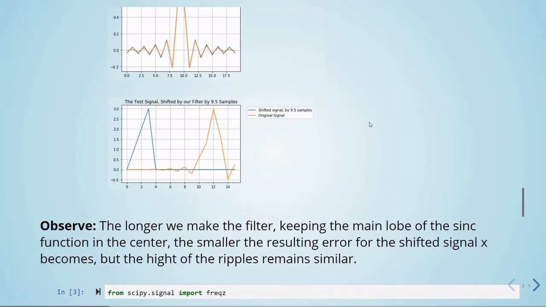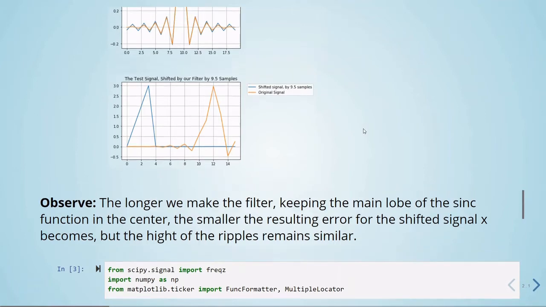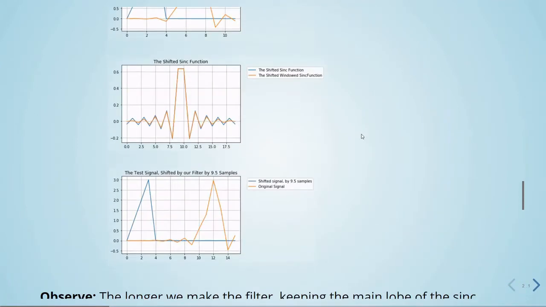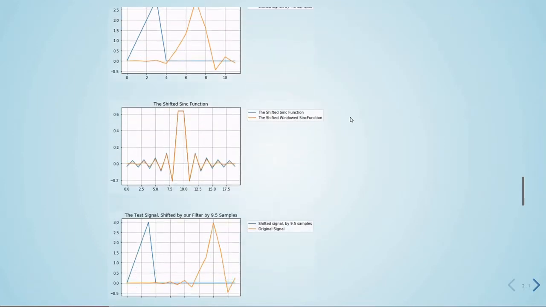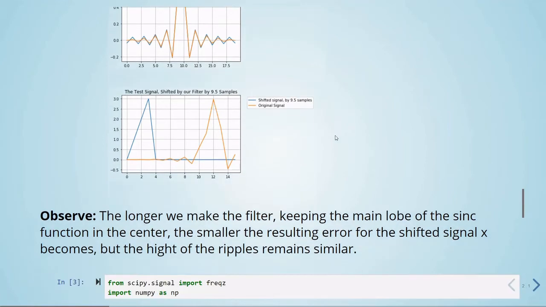So the longer we make the filter, keeping the main lobe of the sinc function in the center, the smaller the resulting error for the shifted signal X. Yeah, but the height of the ripples remains similar. So this is what we can see. We see here just this shifted sinc function by N0, and we also have the shifted windowed sinc function that was the impulse response we used to filter our test signal, and we got this final result here.